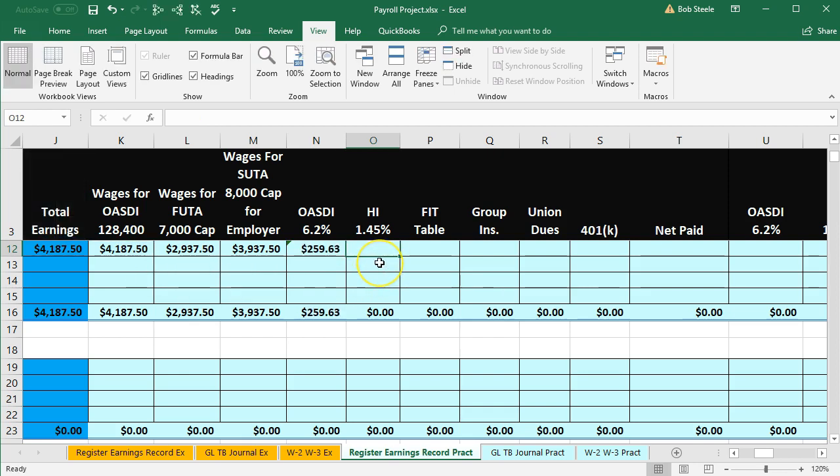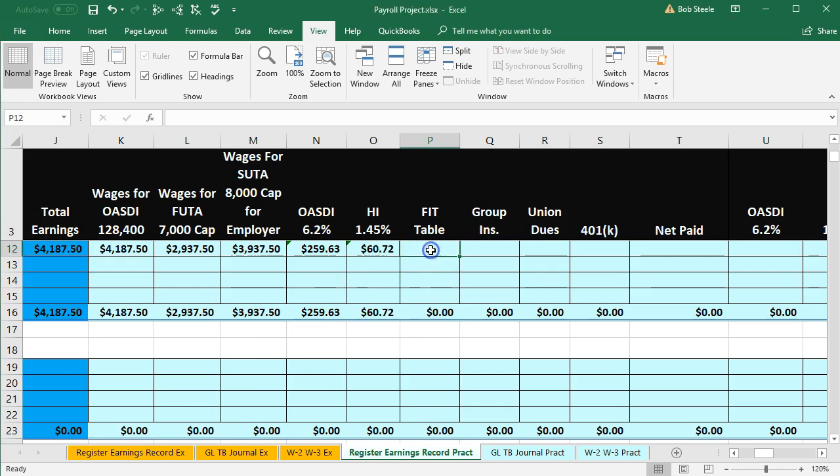Then we're going to go to the Medicare, HI. We're going to say this equals, and we're going to point to the total earnings because there's no cap, so we don't need a Medicare wages, times 0.0145, so 0.0145 tab, and then the FIT.